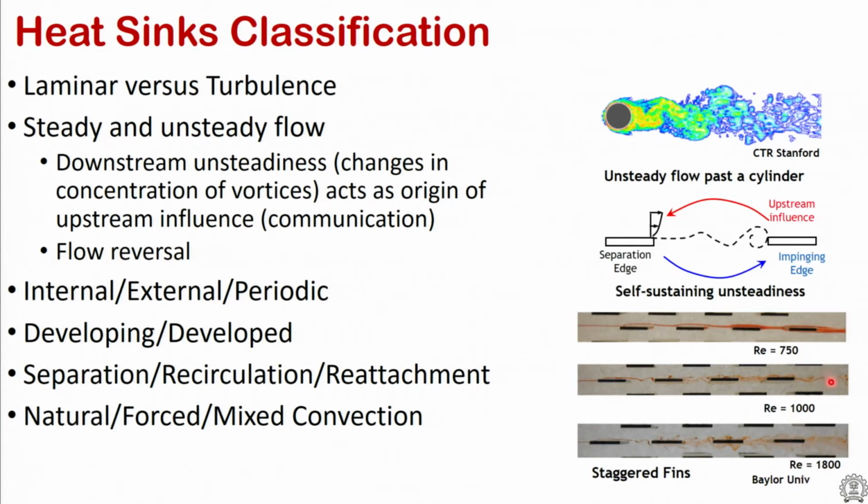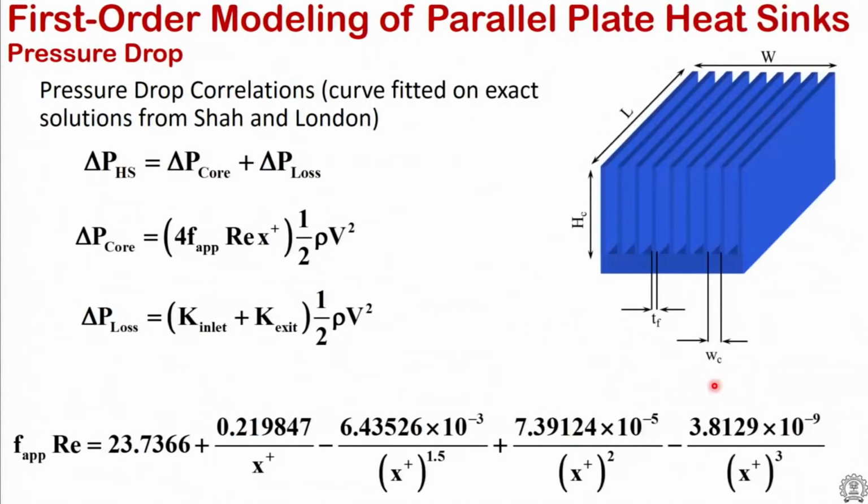This itself is an unsteady flow, and people have observed extremely high heat transfer enhancements, on the order of 3 to 4 times compared to a laminar flow. We won't get into it.